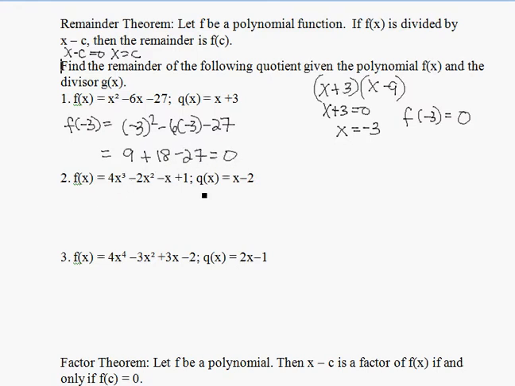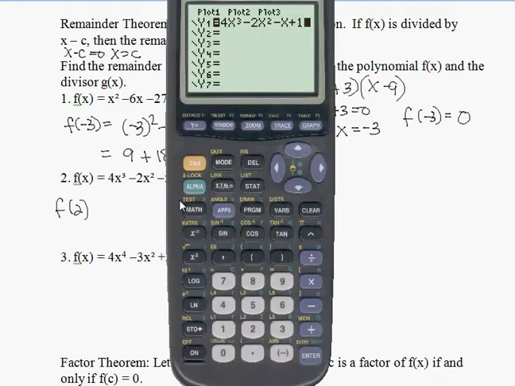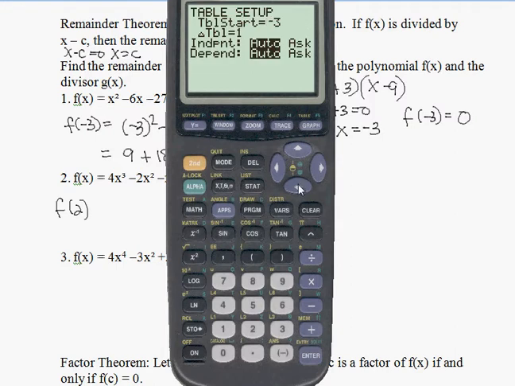Let's look at the second one. Here we have a cubic. We have a divisor, which is a polynomial. So again, if I set x minus 2 equal to 0, I get x equals 2. So I want to evaluate my function at 2. In the graphing calculator, I've already plugged the function in. I'm going to go to table set, and I don't care what the table start is or what the change in the table is. I'm going to use the ask function, which in this case I'm going to ask to evaluate the function f at 2.